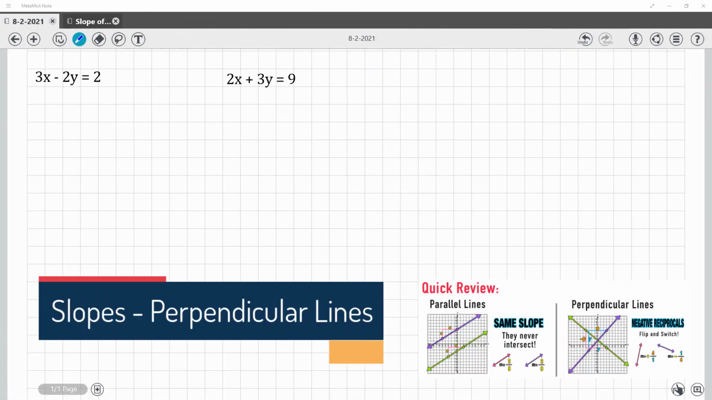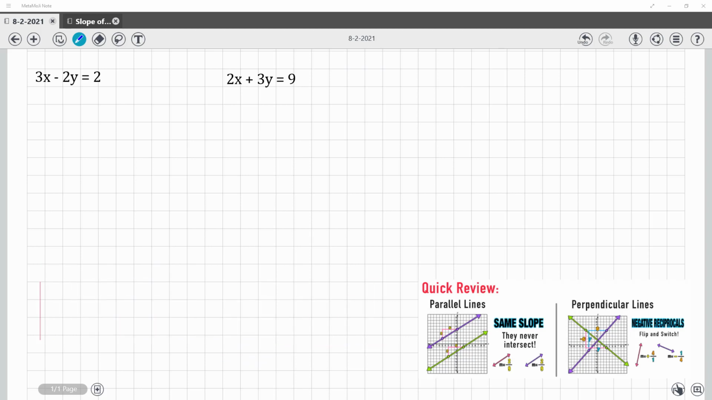Okay, let's look at what happens if we have two lines that have the same slope, or we have negative reciprocals. Okay, so I need to know what the slope is for each one of these. Probably the best thing to do is just solve both of these equations for y, because then I know the slope is going to be the value on x when it's solved for y. I can't say that the slope is 3 and the slope is 2 because those are not solved for y.